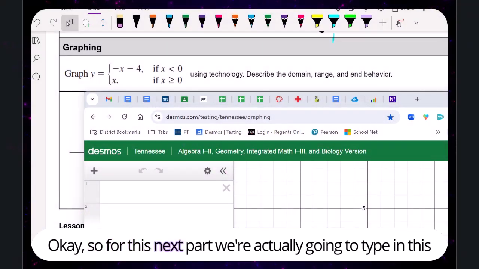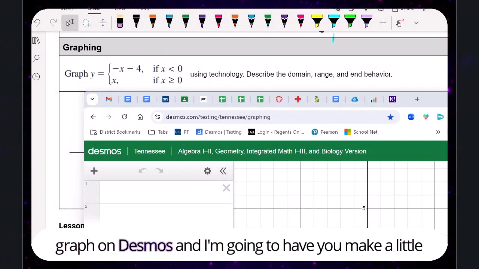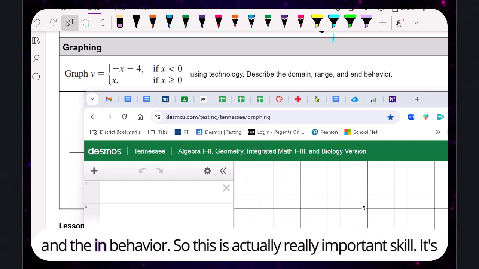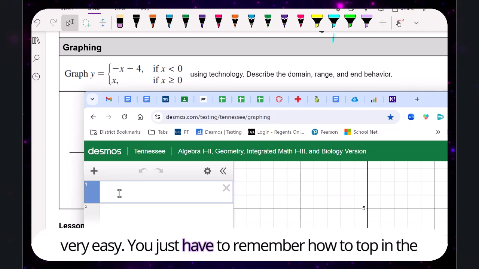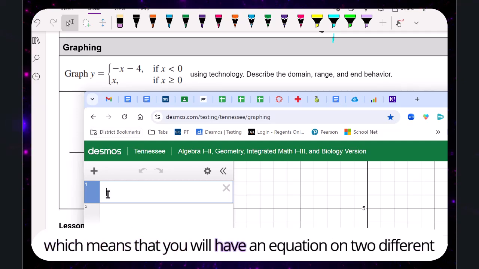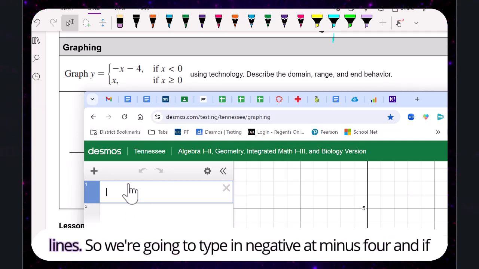Okay, so for this next part, we're actually going to type in this graph on Desmos. And I'm going to have you make a little sketch, and then we're going to talk about the domain, range, and the end behavior. So this is actually a really important skill. It's very easy. You just have to remember how to type in the domain. So if you look, you have two different pieces, which means that you will have an equation on two different lines. So we're going to type in -x minus 4.